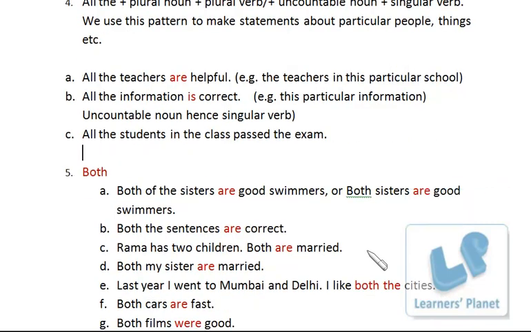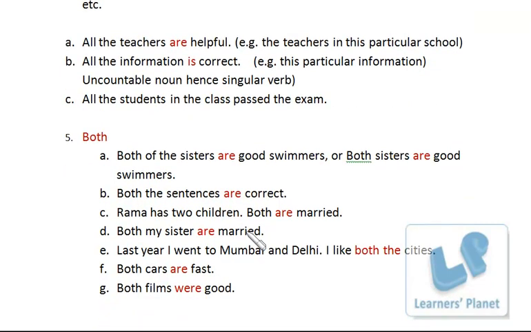Okay, then we talk about both. Both of the sisters are good swimmers, or both sisters are good swimmers, right? We use plural verb over here. Both the sentences are correct. Plural verb. Both are married. Both my sisters are married. Last year I went to Mumbai and Delhi. I like both the cities. Both cars are fast, right? Plural verb. Both films were good. Plural verb. Okay.